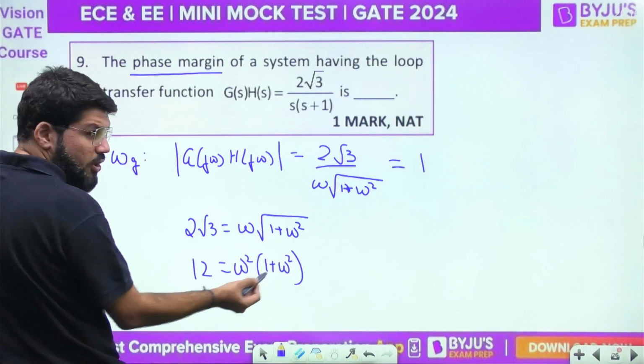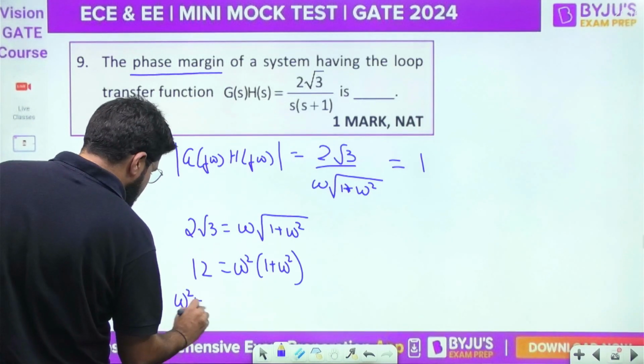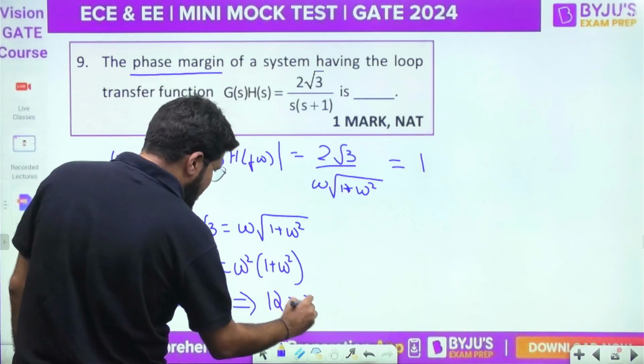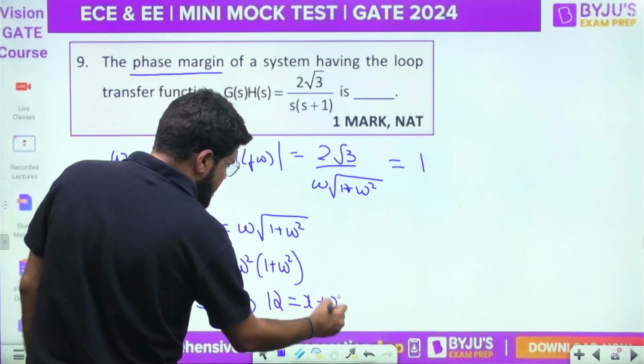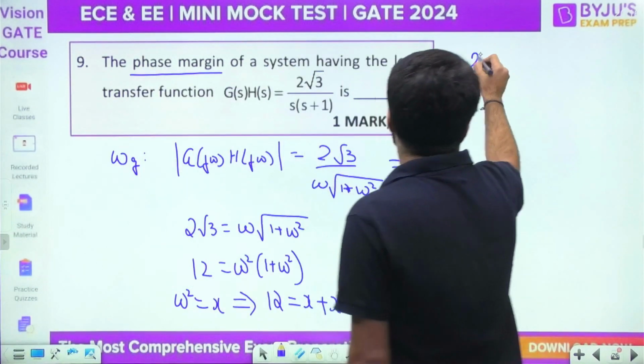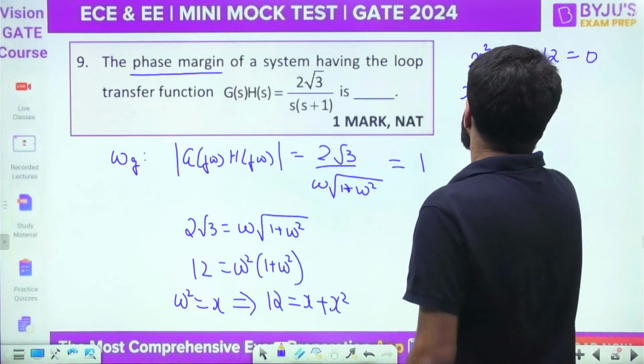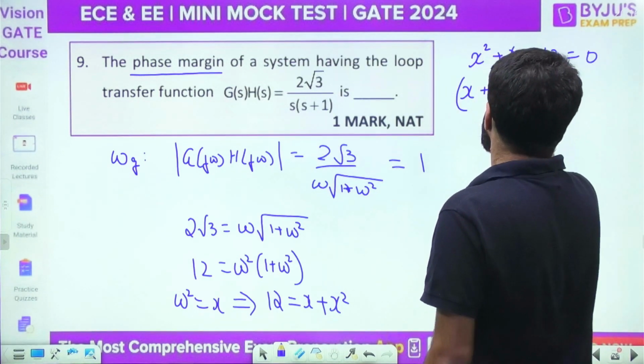It will go to a fourth order polynomial. Better, what you can do is put omega square equal to x. So 12 is equal to x into 1 plus x, that is x square plus x. Okay, so now you have a simple equation to solve. X square plus x minus 12 is 0. Okay, that can be factorized as x plus 4, x minus 3.